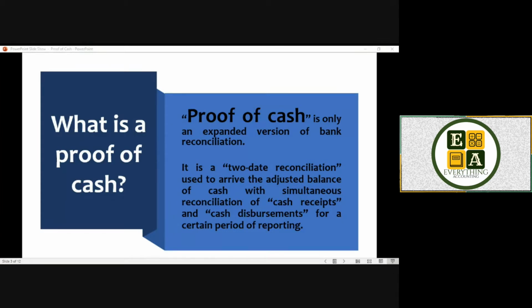For cash disbursements, the book has cash disbursements or book credits, but for the bank, we have bank debits. Common for the book is disbursements, common for the bank is debits. So it is only an expanded version of a bank reconciliation, only that there is a simultaneous reconciliation of cash receipts and cash disbursements.